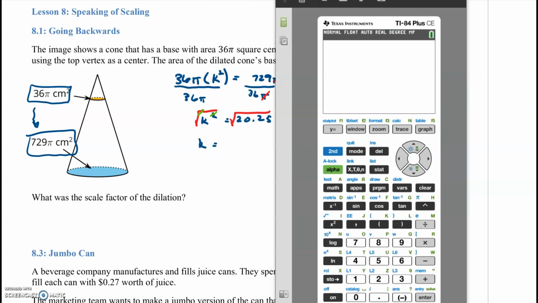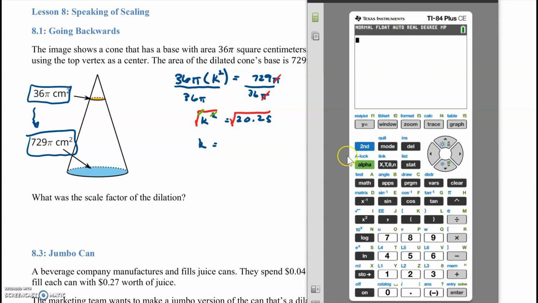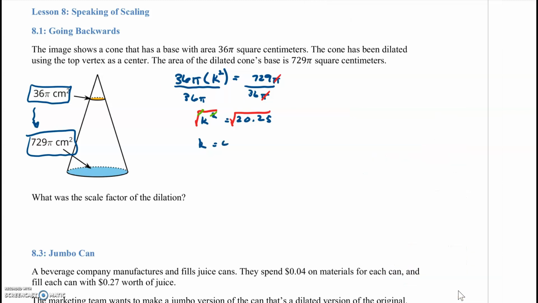So here's my calculator. I want to take the square root, so I hit the second button, and then squared for square root, and I want the square root of 20.25, and I get 4.5. So my scale factor is 4.5.